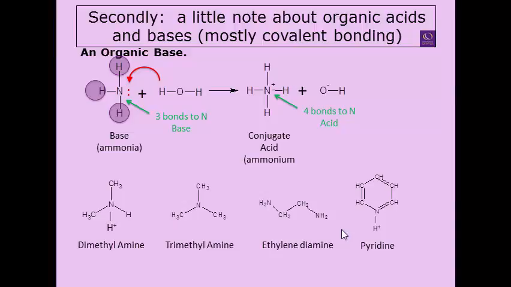And just for example, if I was to do the same thing with the pyridinium ion, which is nitrogen bound to 1, 2, 3, 4 things, so it's the acidic form, or the conjugate acid. So the key is nitrogen bound to 3, basic, or nitrogen bound to 4, acidic.